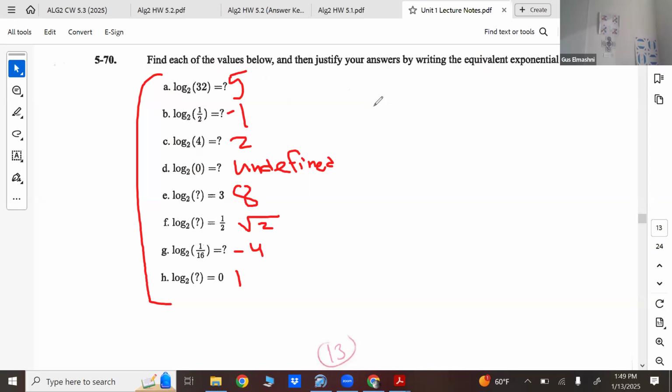How do you do, Gabe? You can't, it's undefined. Impossible. Because you can't multiply 2 a bunch of times and make it 0. In order for a product to be 0, you need one of those numbers to be 0, but you just got a bunch of 2s. So B is going to be -1. Which one's not possible? D. D is not possible, because you can't raise 2 to some power and make it 0.